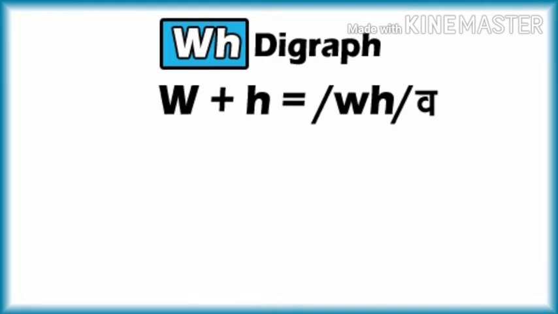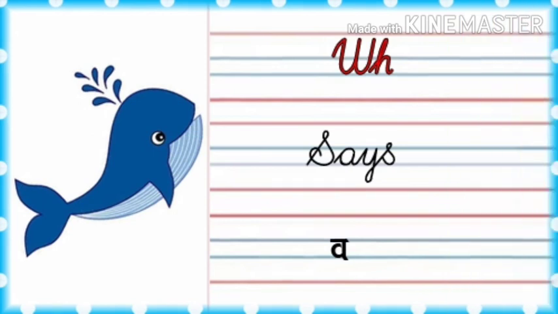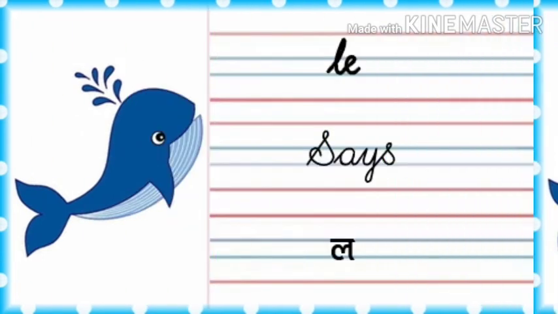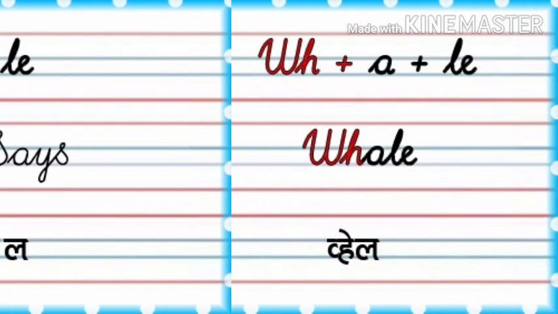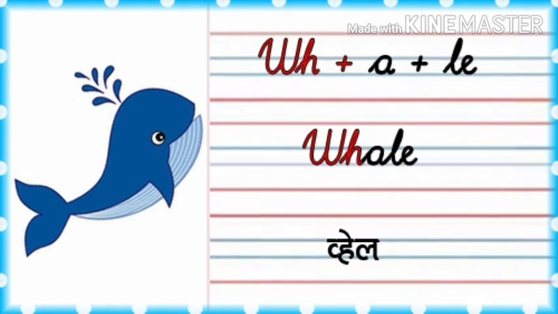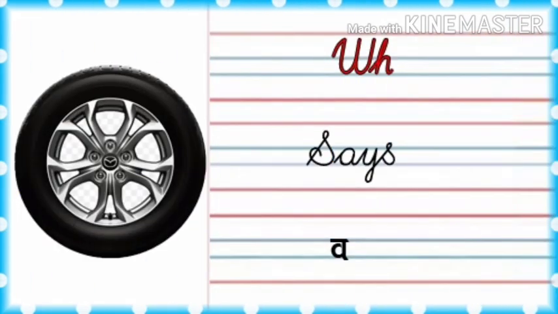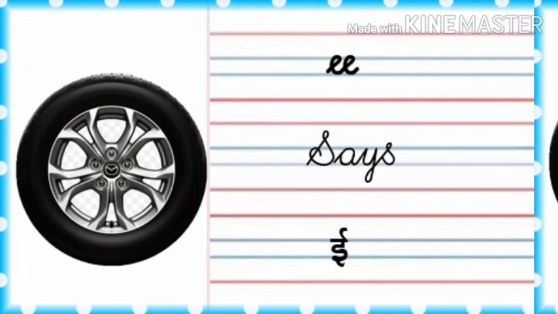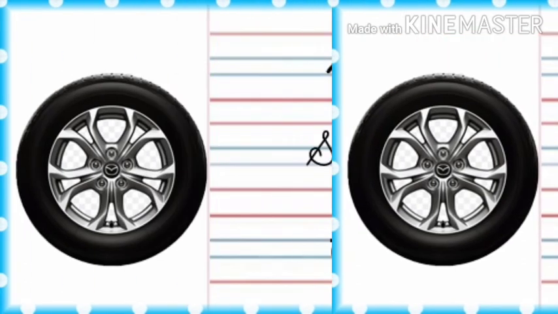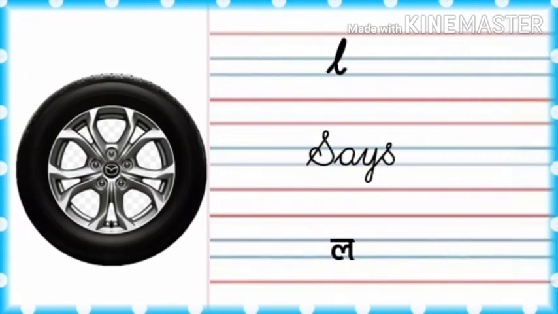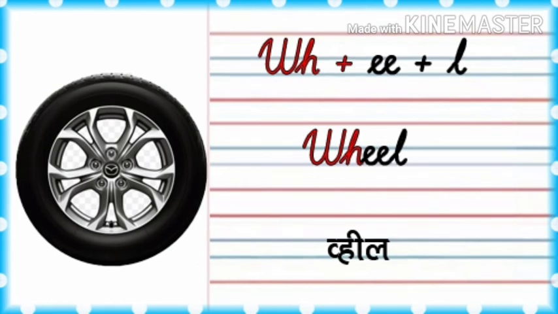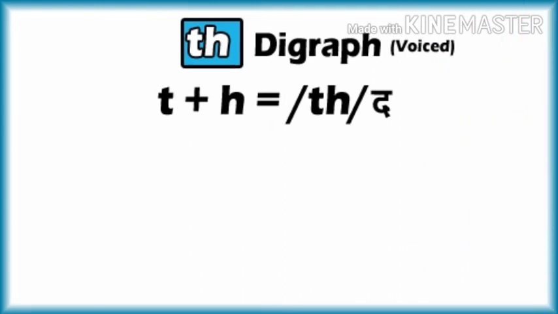Digraph WH says w. W sound words. WH, w. A says a. L-E-L. W-A-L, whale. WH, w. Double E says e. L says l. W-E-L, wheel.